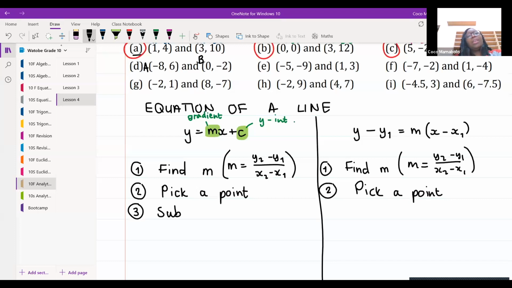Over here, it's going to be sub to find C. We're going to substitute. That sub means substitute. And then over here, we're not going to substitute to find C. We're going to sub and add like terms. Okay, we're going to do these things one at a time.